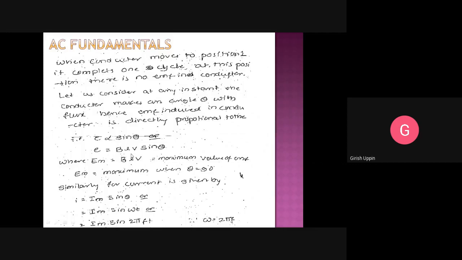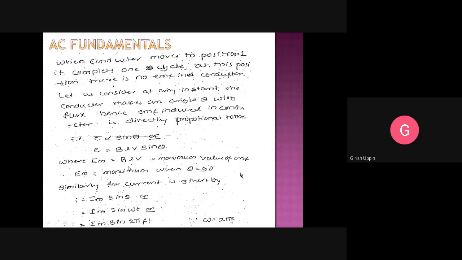So this BLV will decide how much EMF is induced, and it is proportional to the sine of the angle. And we know that when this angle is 90 degrees, E is equal to BLV. That means that is the maximum value we can produce, and that is represented with capital E suffix M, Em is equal to BLV.